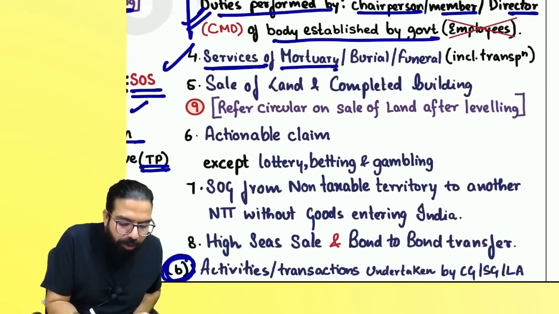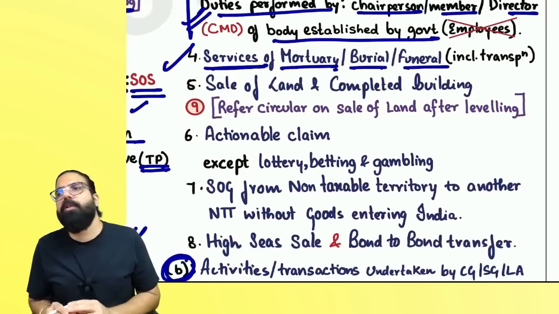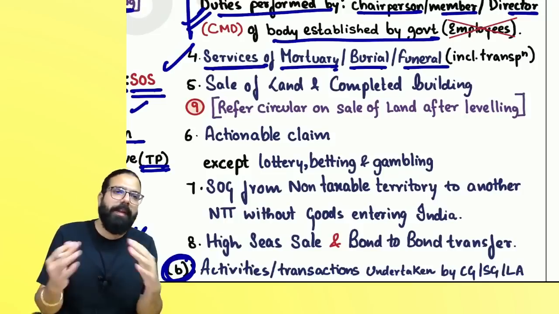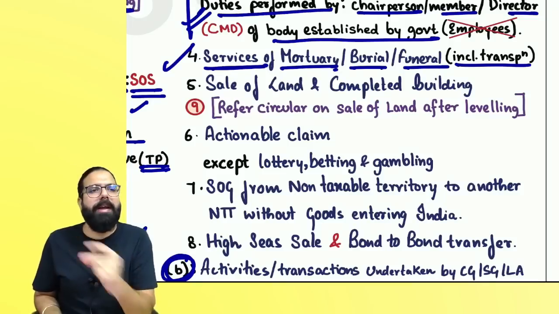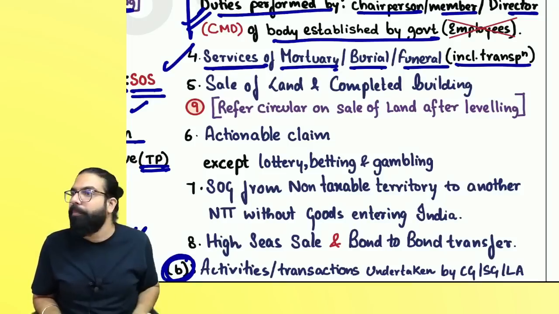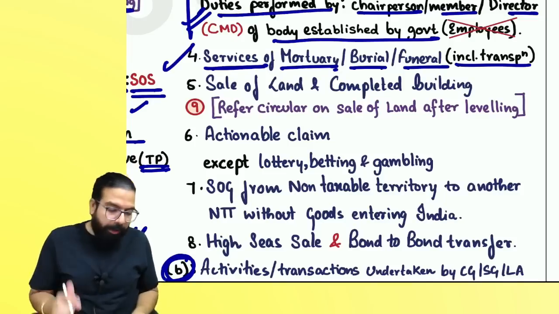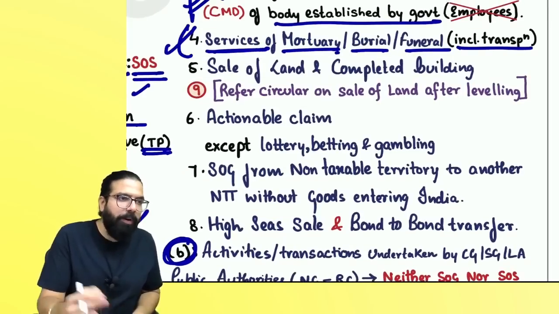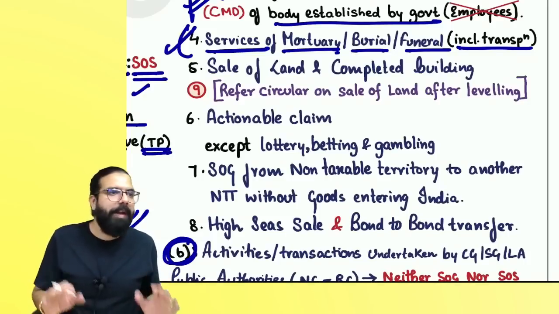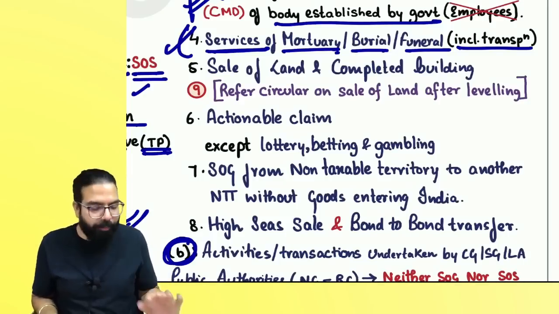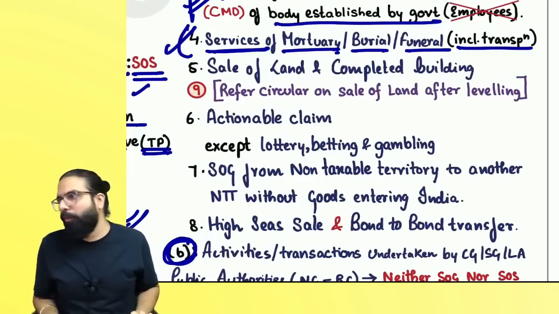Services of mortuary, burial, funeral. Always remember, on mortuary, burial, funeral services there is no GST, including transportation of the deceased. Transportation can happen by air, rail, road, anything. Can I go ahead, everyone? The next one, but it should be transportation of the deceased. Government is saying one person has gone, we'll let him go in peace. Will not charge any GST on transportation, mortuary, burial, or funeral services.